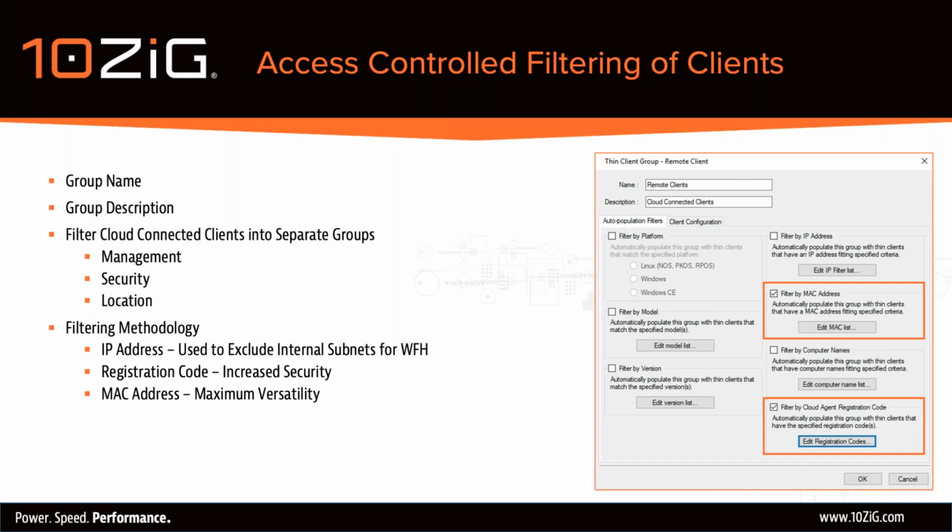We can also leverage registration codes for increased security. A registration code is an alphanumeric code that you can assign to a specific group, and all of the endpoints have to have that registration code assigned to them in order to be able to become members. And the MAC address gives us the maximum versatility. We can create an ad hoc grouping based off of the MAC addresses of all of the units that we desire to include in the group.